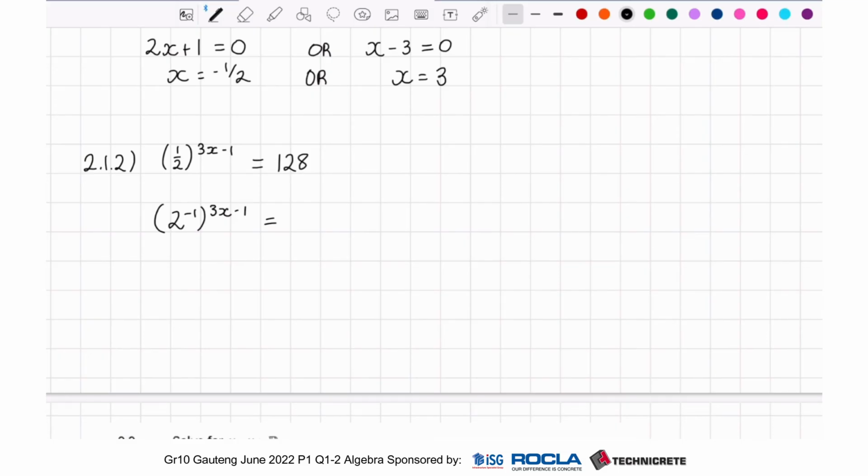Then on the right-hand side, I want it to be in exponent form as well. I want a base with an exponent, and I want the base to match the base that's on this side so that I can use my exponent laws. So I want it to be base 2, and I know that 2 raised to the power of 7 is 128. Now I can multiply this exponent into this expression. So I'm going to have minus 1 times 3x is minus 3x, and then minus 1 times minus 1 is positive 1.